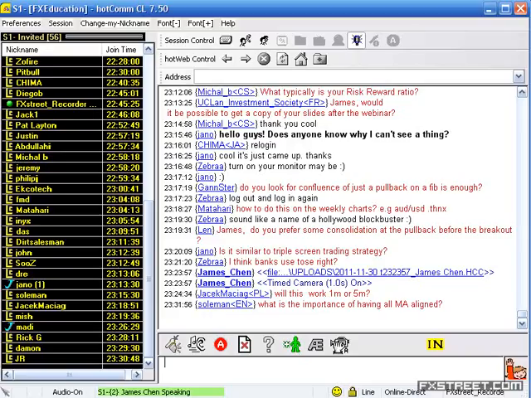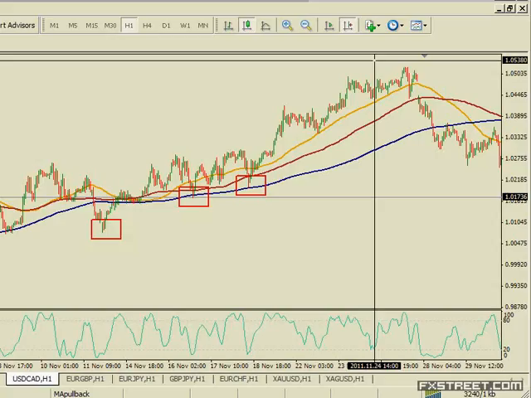Deep pullback. Len asks: do you prefer some consolidation at the pullback before the breakout? No, not necessarily, although that's a great question, Len. Some consolidation at the pullback before the breakout is pretty good. What I don't like is on the breakout if there's a huge candle, because then that skews your risk-reward ratio.